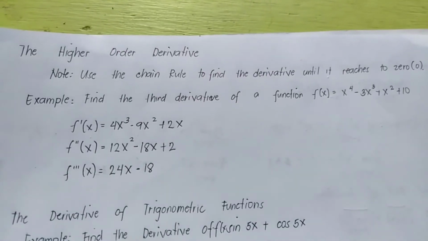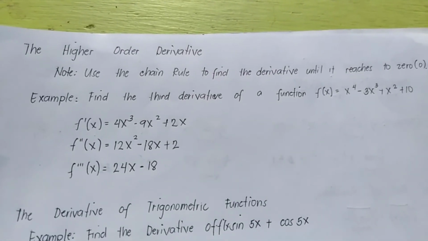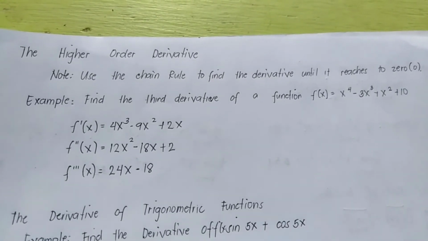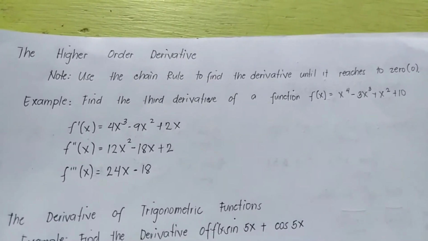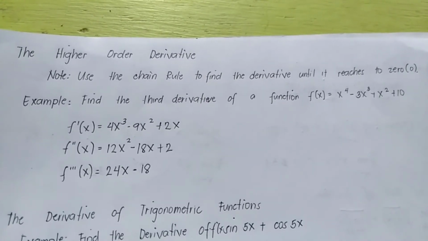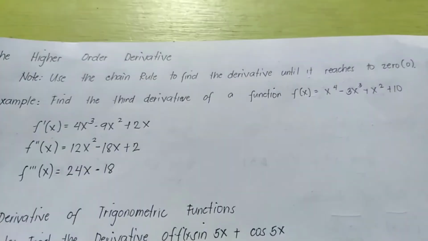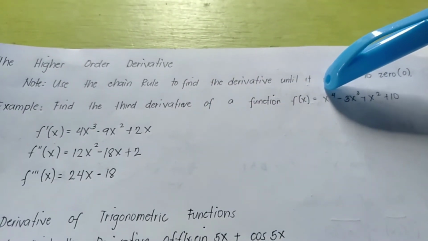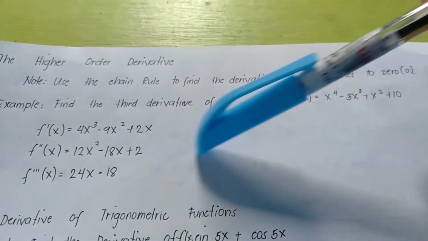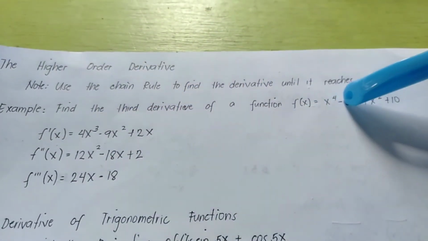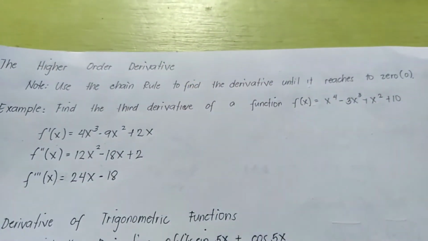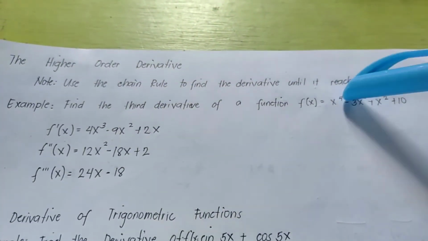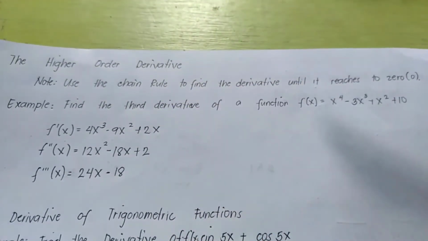Then the higher order derivative. For example, find the third derivative of the function f of x is equal to x to the fourth power minus 3x cubed plus x squared plus 10. So, the first derivative of x to the fourth power is 4x cubed, minus 3 times 3, 9x squared, plus the derivative of x squared, which is 2x.